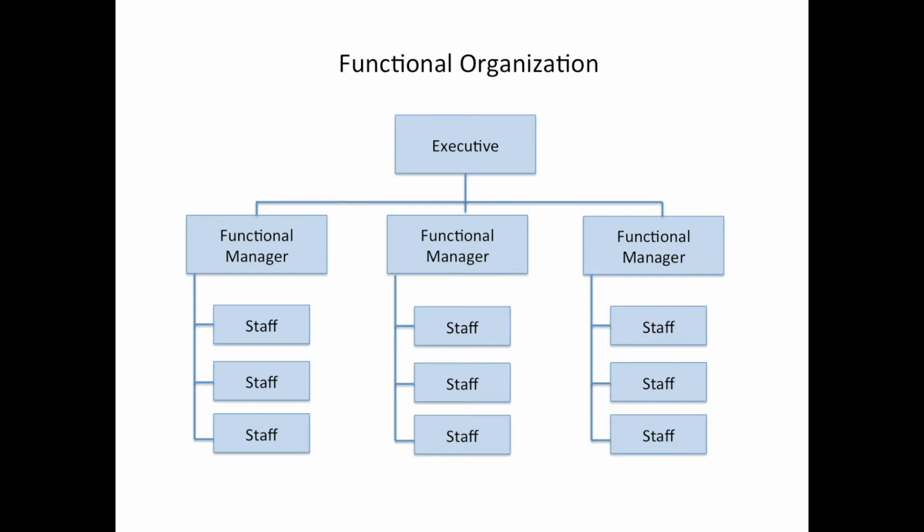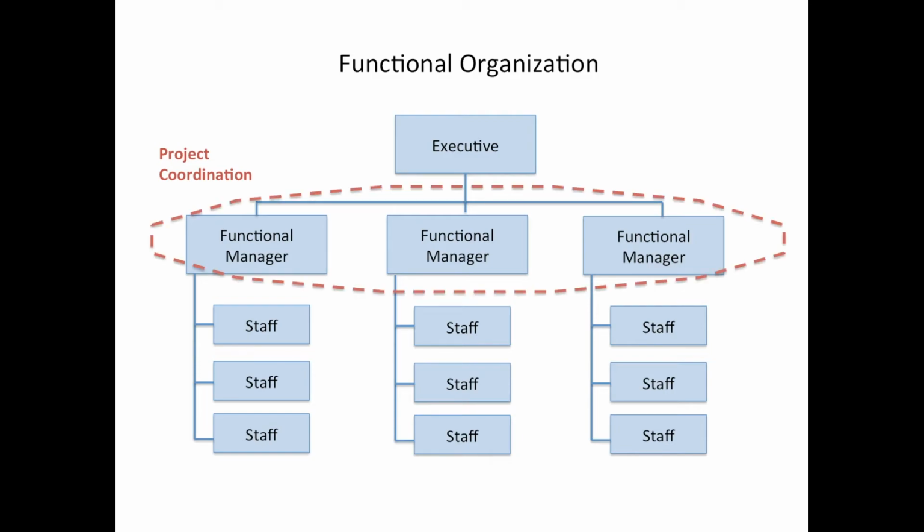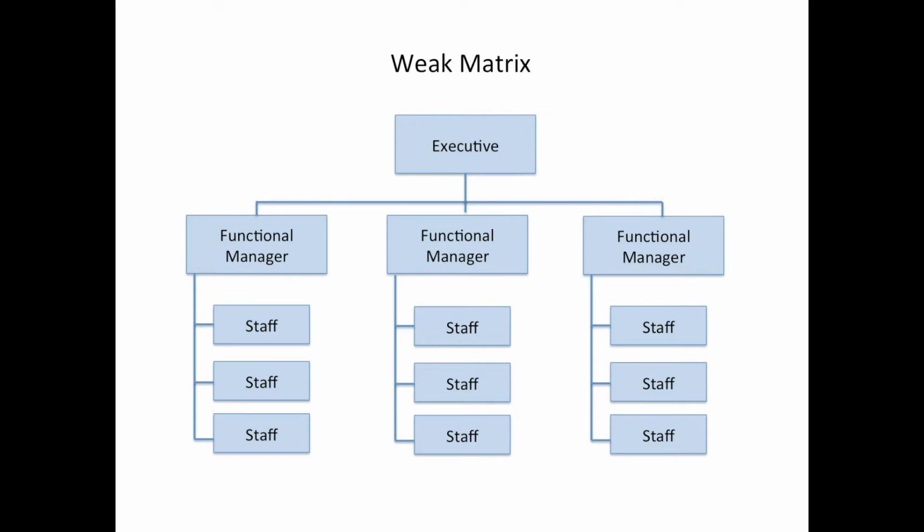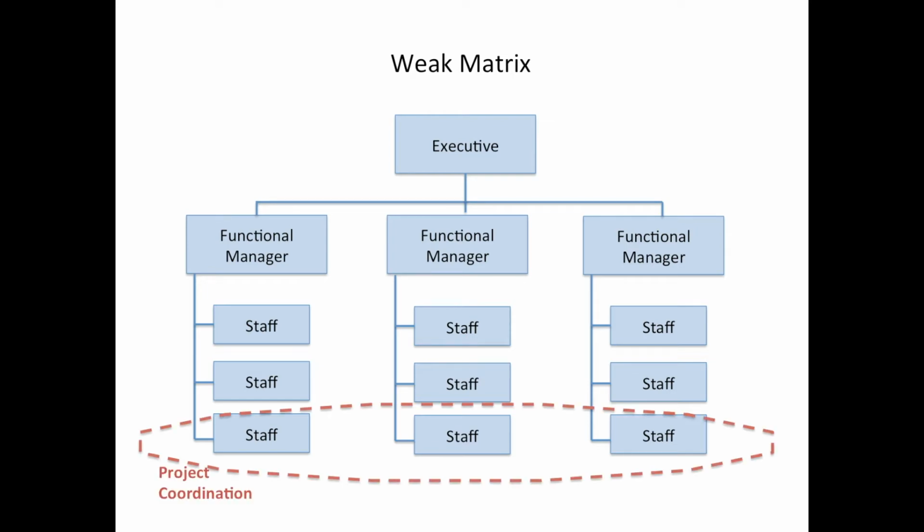When I think of these structures, often I like to look at the structures in the form of diagrams. Here we have a diagram of a functional organization. You can see project coordination occurs at the functional manager level, not at the level of the workers. If we move to a weak matrix, project coordination occurs here down at the staff level, though this structure still has many of the characteristics of the functional structure.